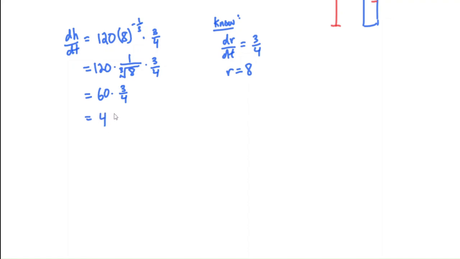And 120 times 1/2 then would be 60, and we have 60 times 3/4, and 60 times 3/4 would be 45. So what does that number 45 mean? Well, that's 45 inches per year. That's the rate of change of the height when the r is 8. When the radius is 8, the height of the tree is increasing at a rate of 45 inches per year.